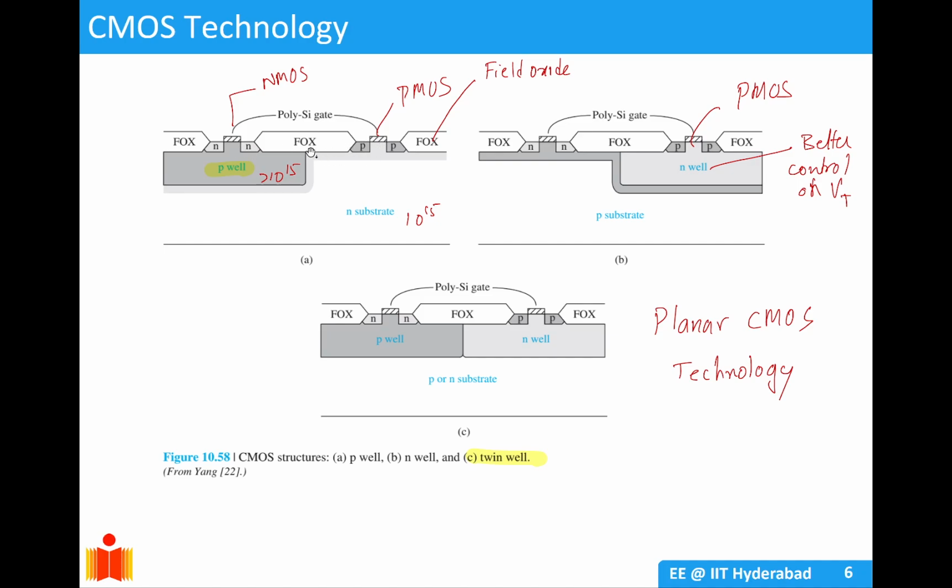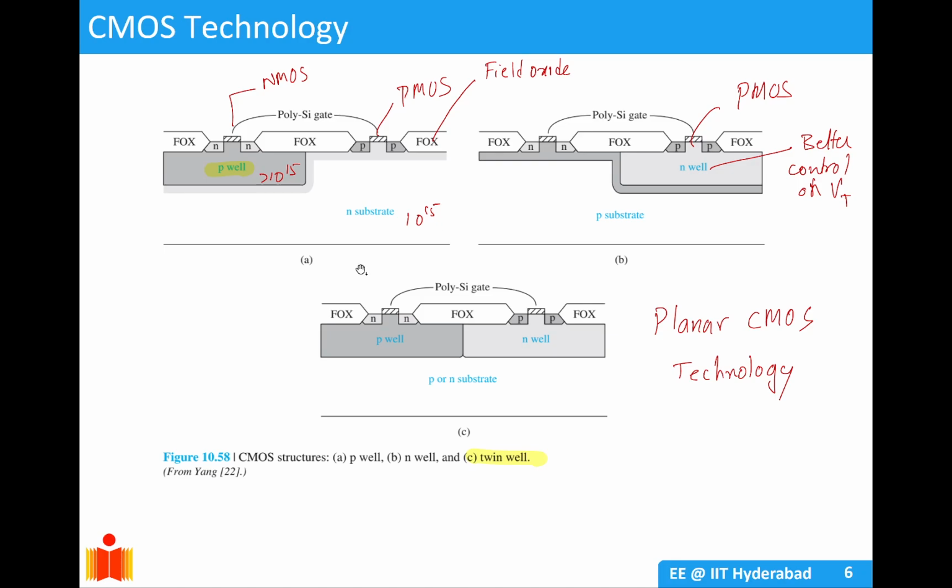So you see here, in my NMOS the P substrate region is very deep, while my N substrate region is very shallow. Here my P substrate region is shallow and the N substrate region is deep. Having a deep region gives better control on VT because your body effect is less.